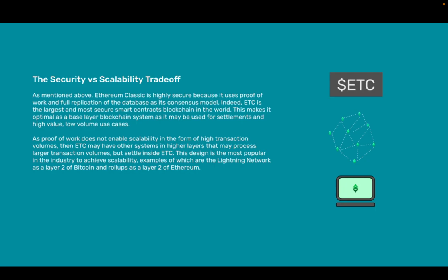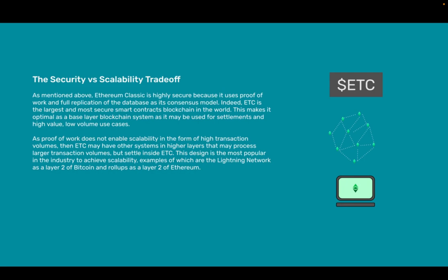The security versus scalability trade-off. As mentioned above, Ethereum Classic is highly secure because it uses proof of work and full replication of the database as its consensus model. Indeed, ETC is the largest and most secure smart contracts blockchain in the world. This makes it optimal as a base layer blockchain system, as it may be used for settlements and high-value, low-volume use cases.